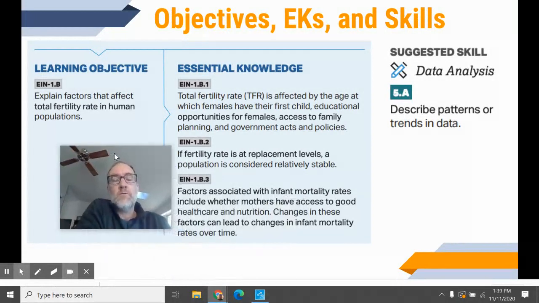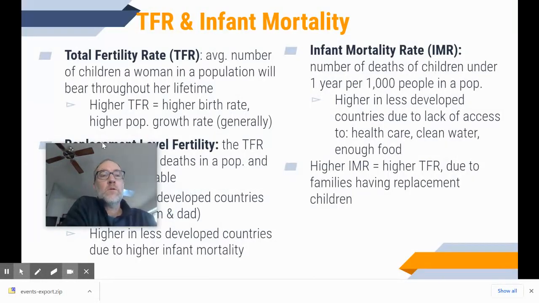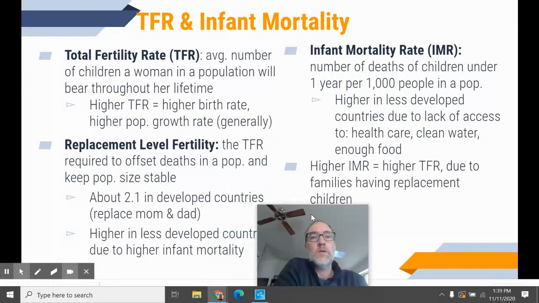And we're going to talk about factors, and those factors are going to include things such as infant mortality rates, if women have access to healthcare, nutrition. We're also going to be talking about cultural differences and how those all influence the total fertility rate. So total fertility rate, TFR, is the average number of children a woman in a population will bear through her lifetime. The higher the TFR, the higher the birth rate, and of course, the higher the population growth rate, generally.